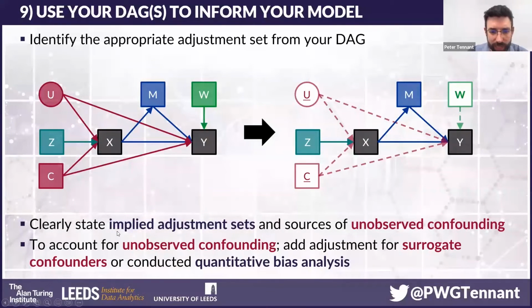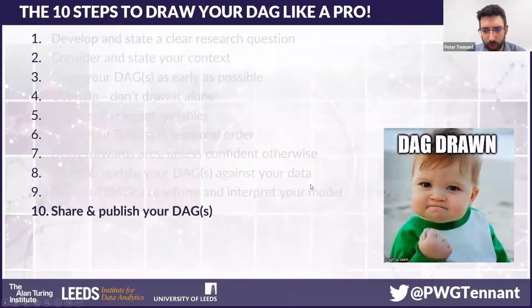And then you need to be stating your implied adjustment sets, ideally within your paper, talking about the sources of unobserved confounding and accounting for that with surrogate confounders or quantitative bias analysis, if possible.